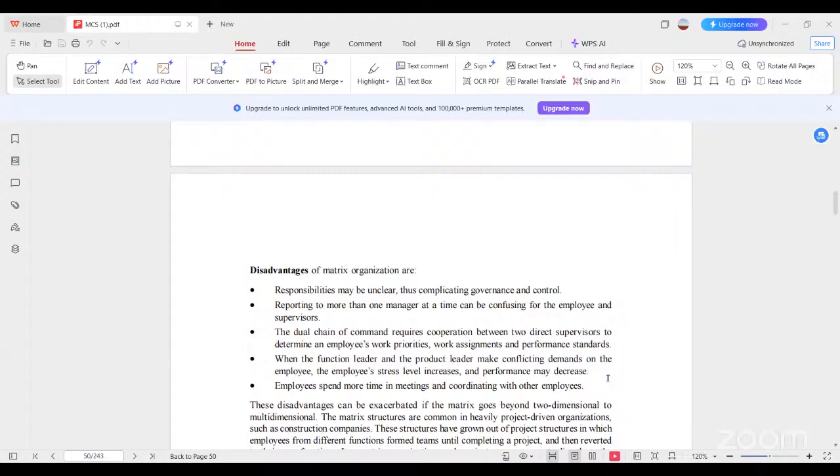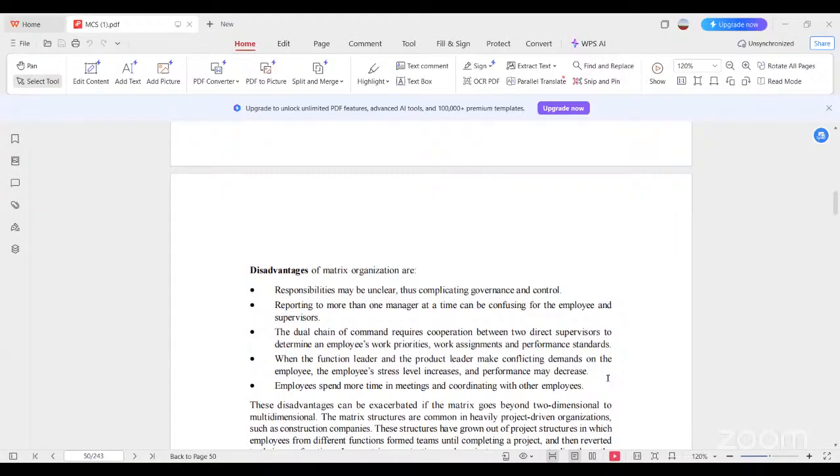What are the advantages of divisional structure? Better focus on products, on markets, and on regions, and faster decision making at each and every division level, as well as improved accountability, and greater flexibility and responsiveness. What are the disadvantages? Duplication of resources, high operational cost, and the possibility of unhealthy competition between divisions.